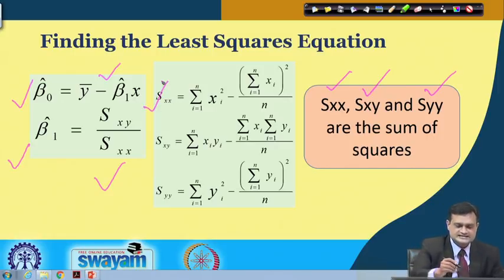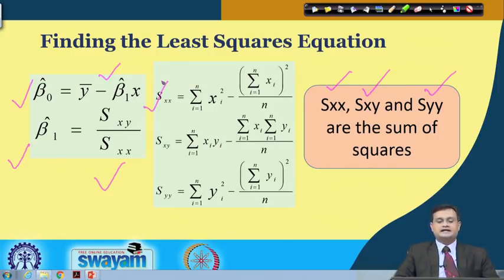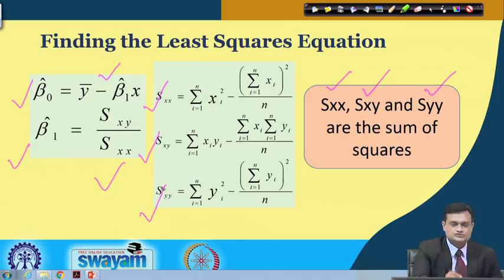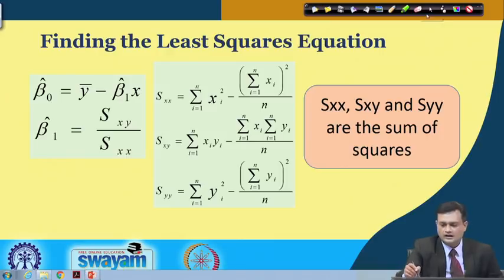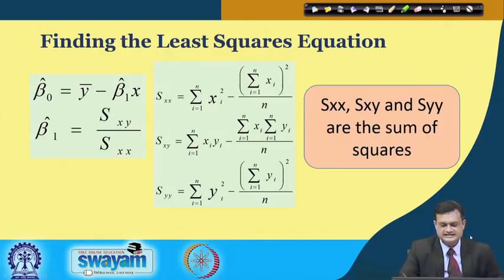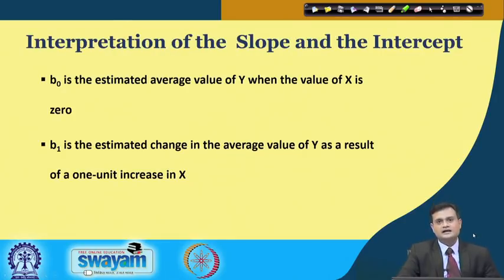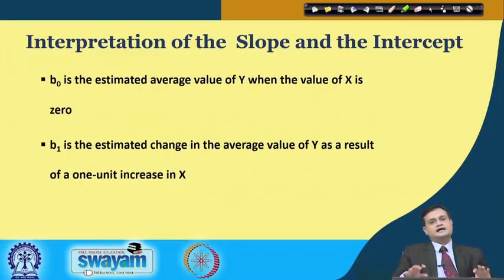So you have Sxx, which can be easily determined by using this expression: sigma i equals 1 to n xi square minus (sigma i equals 1 to n xi) whole square divided by n. In a similar way, Sxy and Syy you can determine. So we have the basic equations to find the beta 0, beta 1 for my regression model, and for that I also have the Sxx, Sxy, Syy, which is basically the sum of squares.